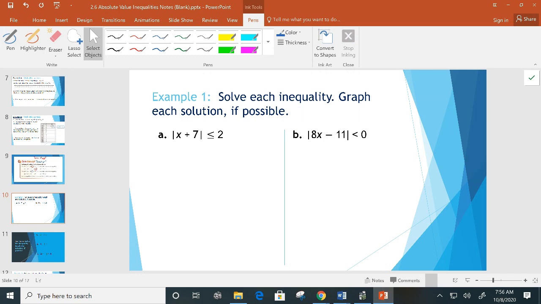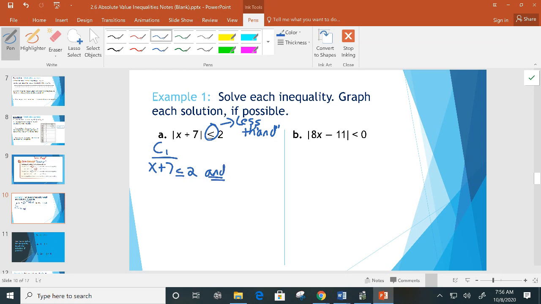Here are our first two examples. We have the absolute value of x plus 7 is less than or equal to 2. So if we notice here, we have a less than or equal symbol, but we think of it as less than. So I know this is going to be an and compound inequality. So I'm going to write my two cases out, just like I did when I had absolute value equations. I'm going to have case 1, which is going to be x plus 7 is less than or equal to 2.